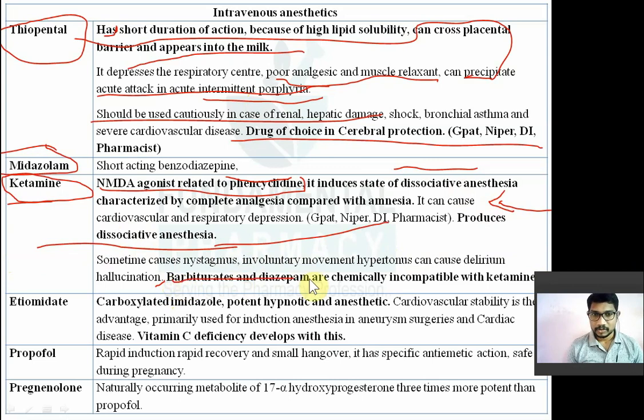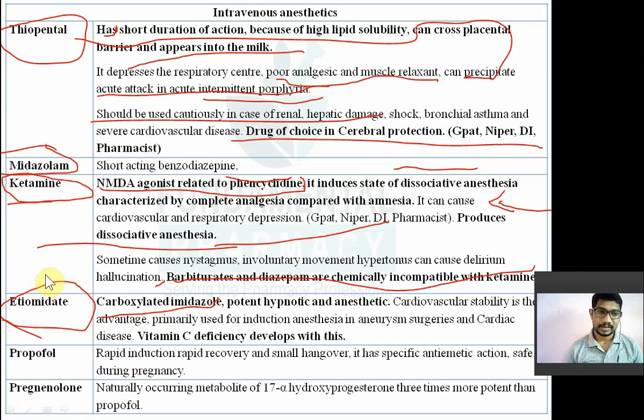Barbiturates and benzodiazepines are chemically incompatible with ketamine. If you have to give ketamine, do not use these. Next one is etomidate. It is a carboxylated imidazole derivative. It is a potent hypnotic and anesthetic agent. Cardiovascular stability is the advantage of this one.